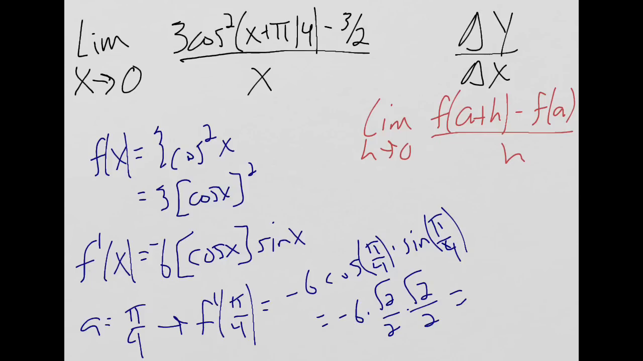That simplifies to minus 6 times, the root 2 times root 2 gives me 2, over 4, which is then going to simplify to minus 3, which is my answer.